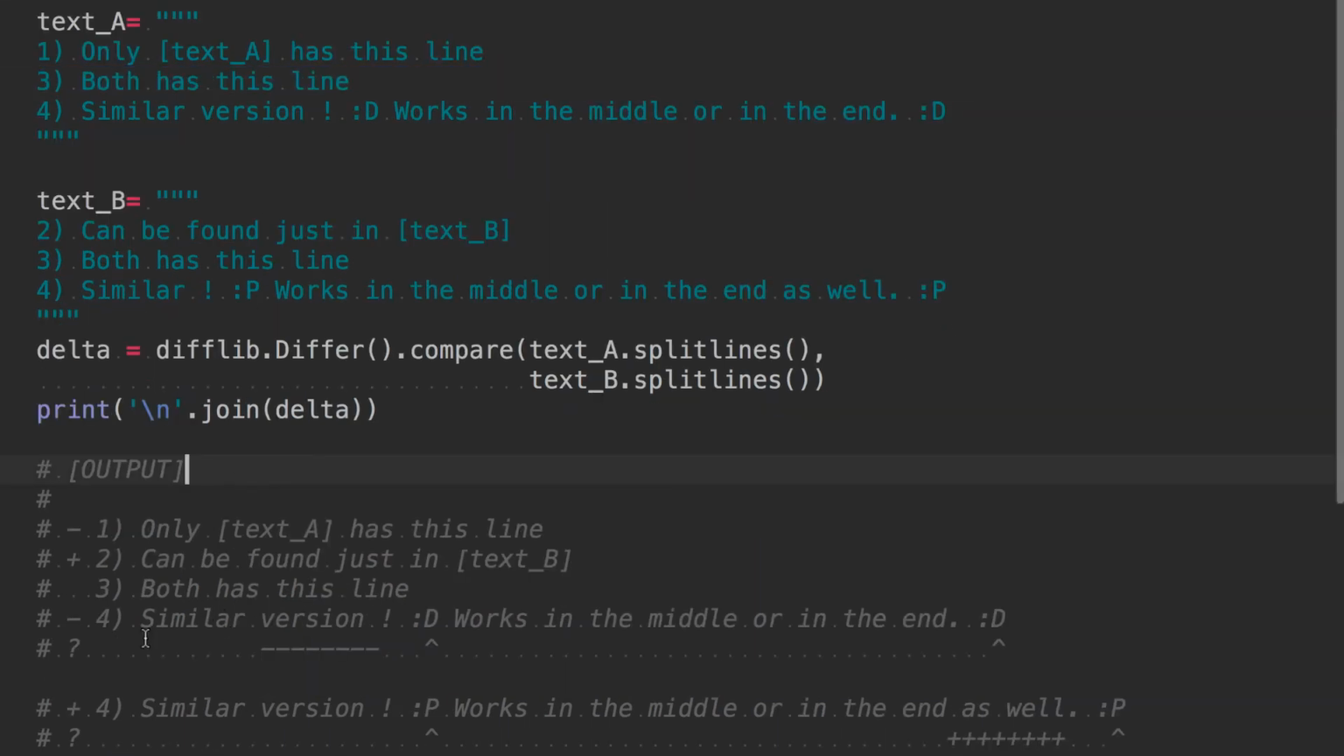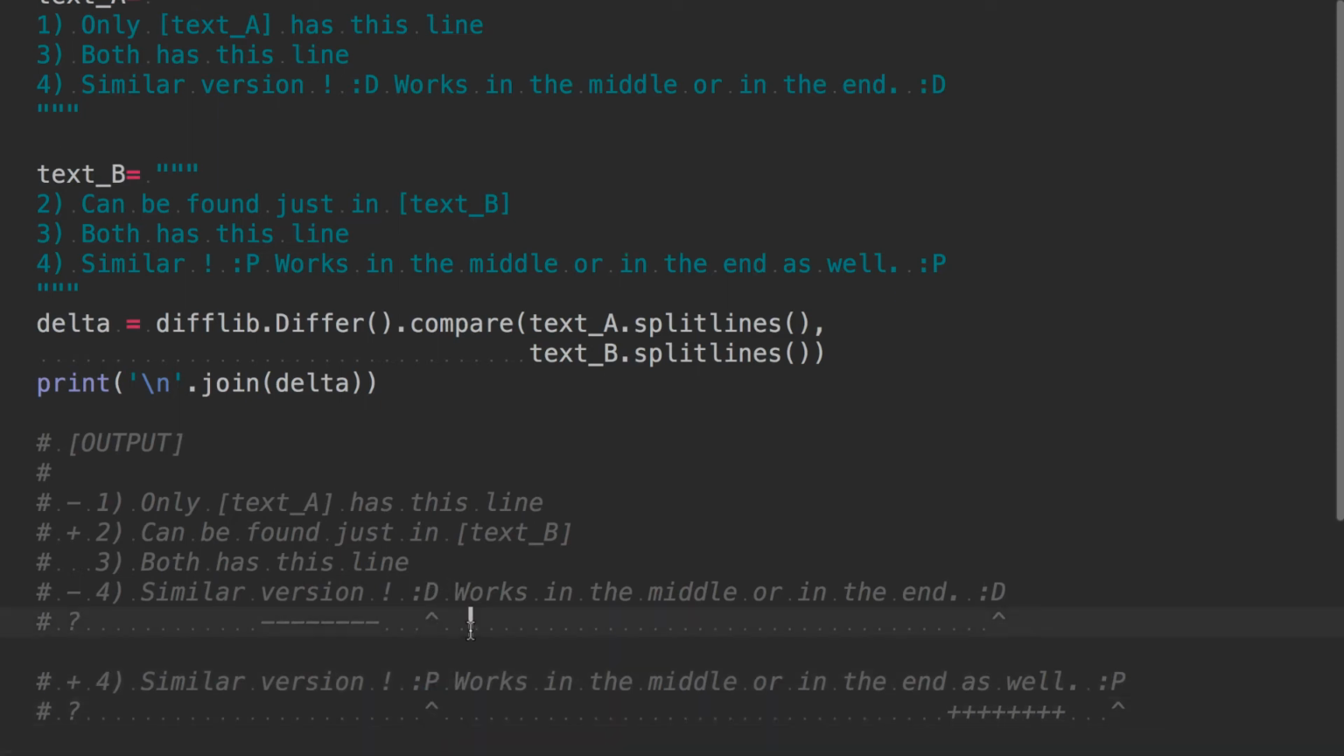The question mark marks the so-called intraline difference, which marks the exact difference of characters in two lines. Smileys with D occur only in the first text, while with P only in the second, so this character change is marked with a caret. And there is an extra part only in text A marked with minus signs, and an extra part only in text B marked with plus signs.